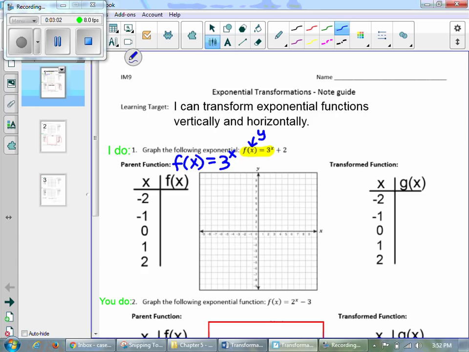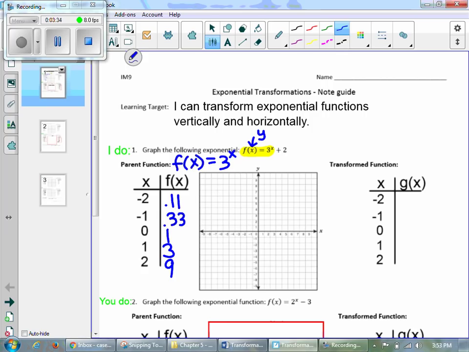Now you can fill in your table by substituting your x values into your power and calculating. 3 to the negative 2 power is 0.11. 3 to the negative 1 power is 0.33. 3 to the 0 power, and anything to the 0 power, is 1. 3 to the 1 power is 3, and 3 squared would be 9. Let's go ahead and make that graph.